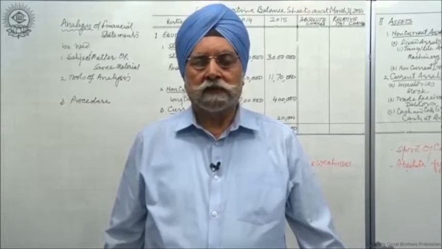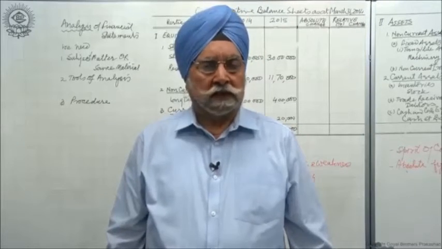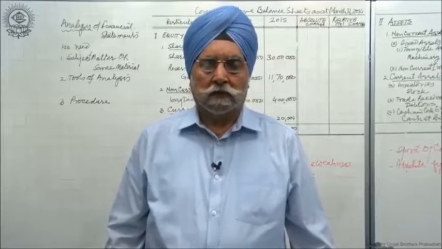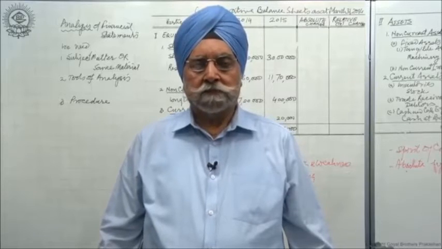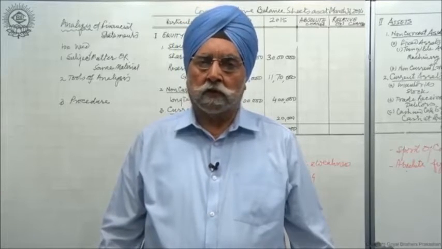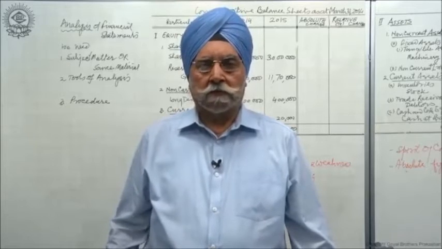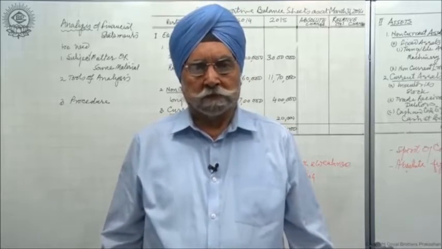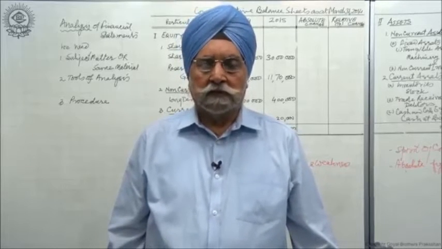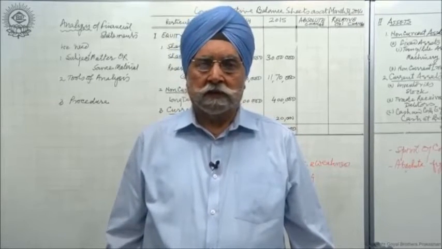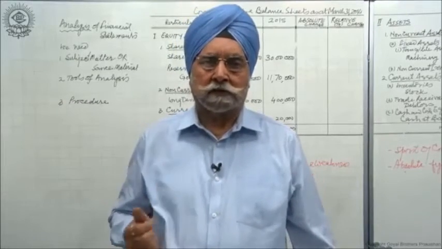And for analysis, we need two basic things. One is we need subject matter, or what we call the source material. For example, balance sheet is the source material. Statement of profit and loss account is the source material. These are source materials. This is required because this is something which is going to be analyzed.